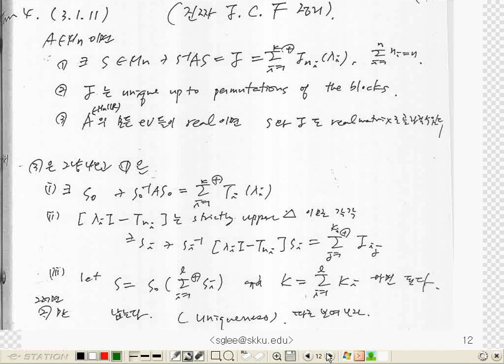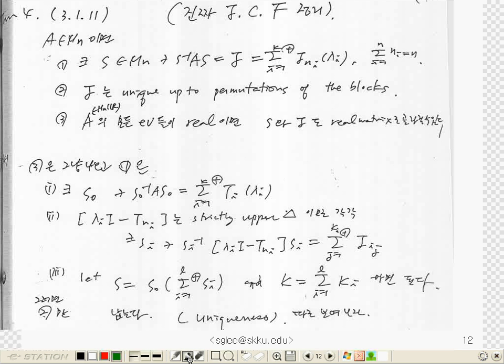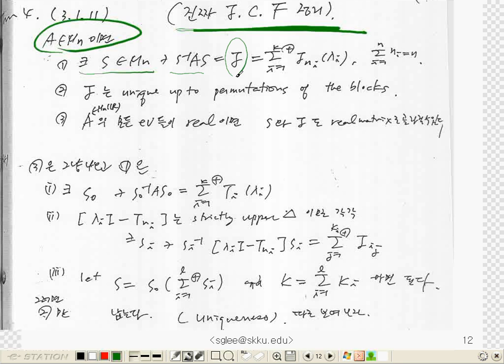Okay, here now we have the real Jordan canonical form. Suppose A is an n by n matrix, then there exists a non-singular matrix S such that S inverse AS is a Jordan canonical form of A, which is a direct sum of Jordan blocks. And also, this J is unique up to the permutations of the blocks. We can commute the location of each Jordan block.